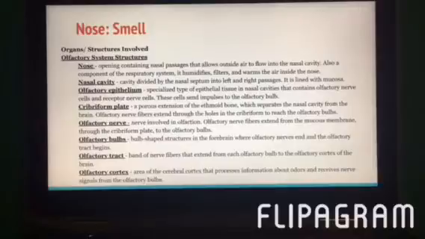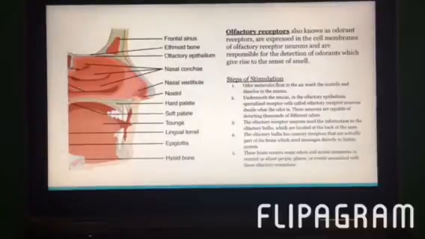The olfactory tract is a band of nerve fibers that extend from each olfactory bulb to the olfactory cortex of the brain. And lastly, the olfactory cortex, an area of the cerebral cortex that processes information about odors and receives nerve signals from the olfactory bulbs. So on the left we have a diagram which just labels the parts of the nose.